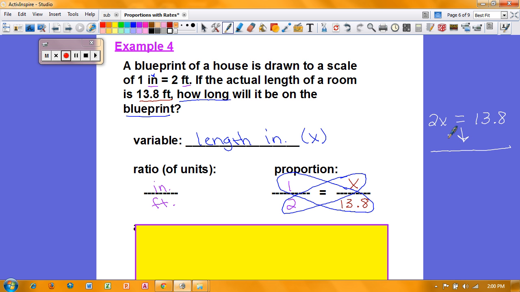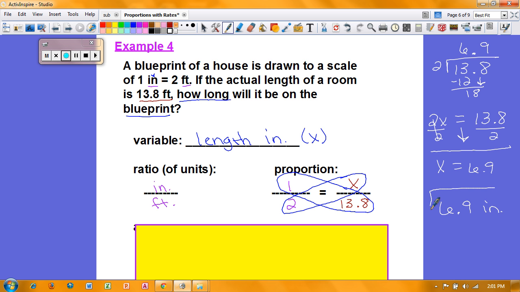Alright, now I have an equation. X wants to be isolated, so I have to divide by the coefficient, which is 2. So I divide both sides by 2. And I'm going to go ahead and divide that out. 13.8 divided by 2. I have to bring up my decimal. 2 goes into 13 6 times. I get a remainder of 1. Bring down 8. 2 goes into 18 9 times. So x equals 6.9. So the length of the room would be 6.9 inches on the blueprint.